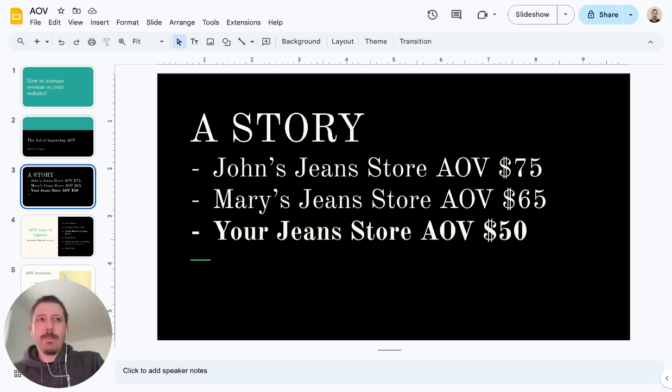So what does it mean? Of course, John is very likely more profitable. If he has the same costs of producing the same jeans that you have, but his AOV is higher, then of course running ads is more efficient for him. He will keep doing it, correct?